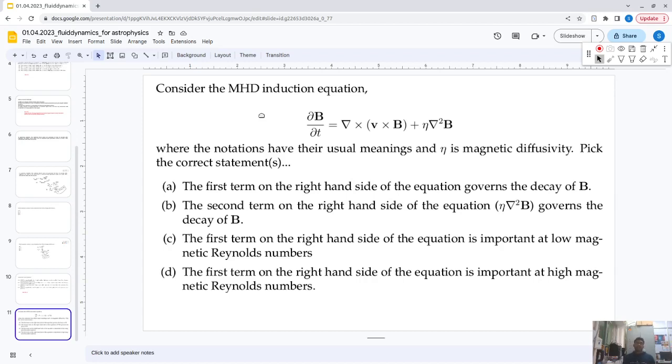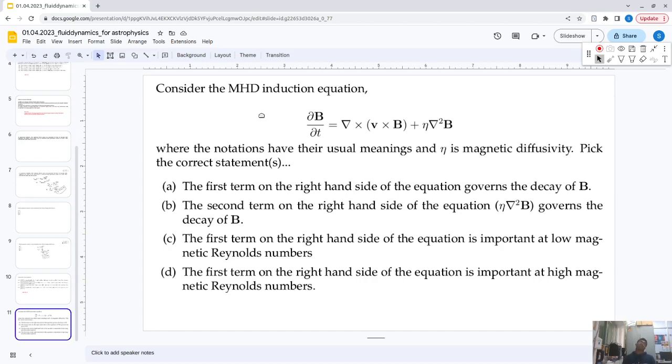Okay, now with all this knowledge, let us look at the options. The first term on the right hand side of the equation covers the decay of B, that is not correct. The second term on the right hand side of the equation covers the decay of B, that is correct. Then, the first term on the right hand side of the equation is important at low magnetic Reynolds number.